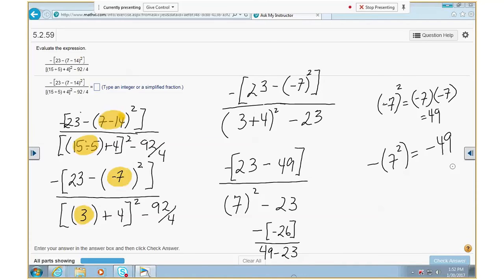And this negative 26 turns into a what? And what did you say this was? And 26 over 26 is, it's a miracle. And that's right.